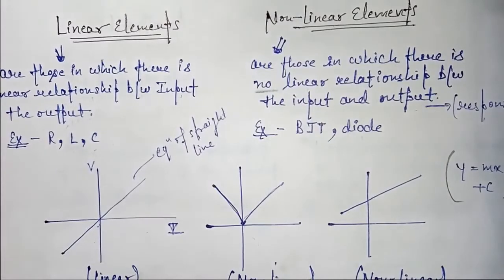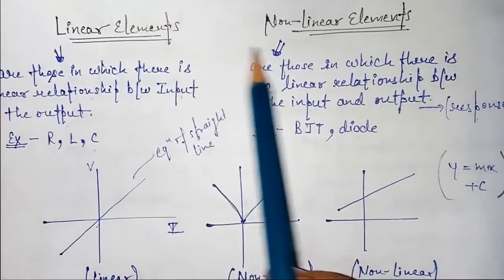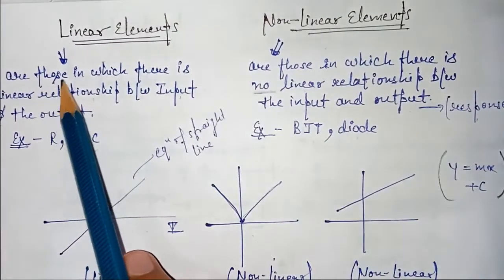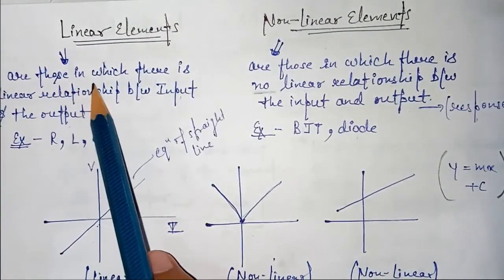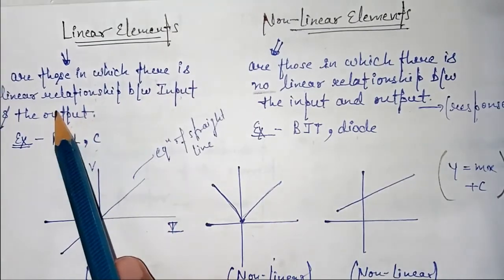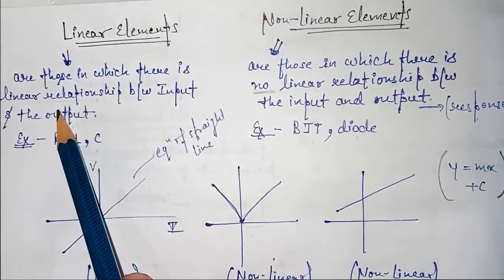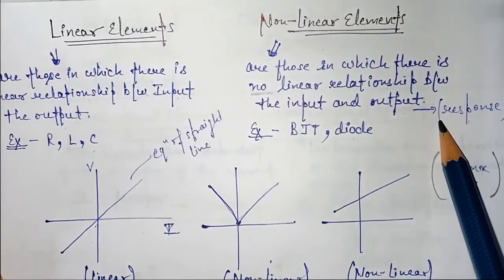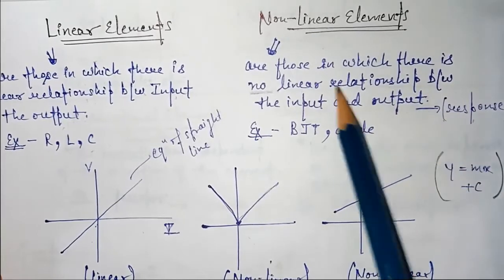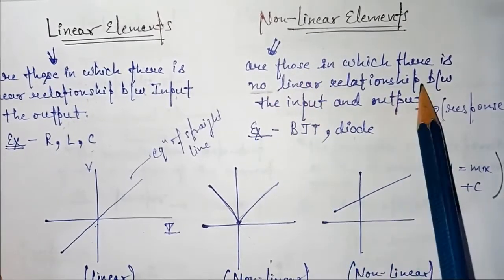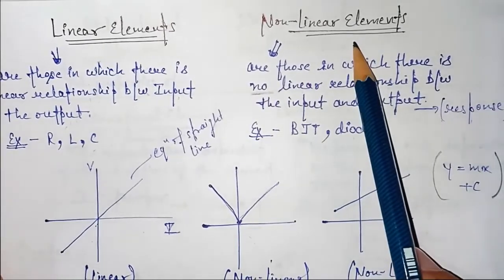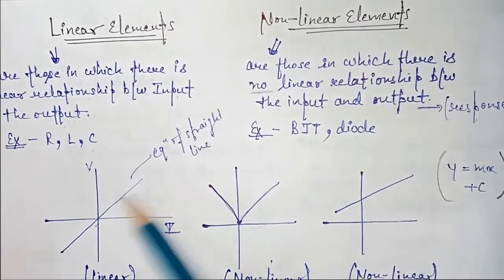In today's lecture, we discuss linear and non-linear elements. Those elements are said to be linear in which there is a linear relationship between input and output. Input is also known as excitation and output is also known as response. When there is no linear relationship between input and output, then the elements are said to be non-linear.